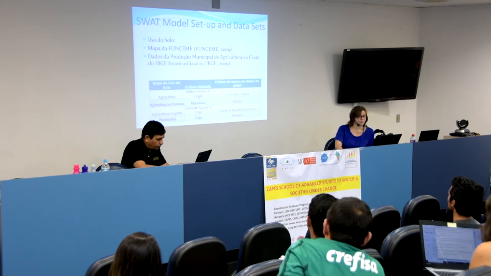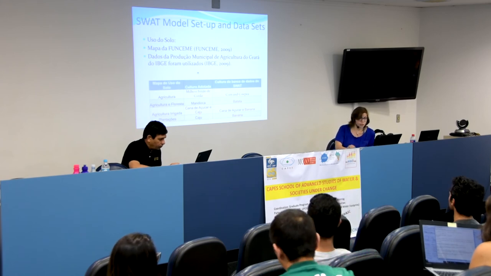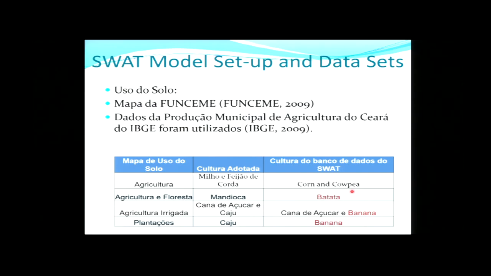At the time we didn't have a few of the crops in the SWAT database, so we tried something similar. For example, for cassava, for mandioca, we used potato. So, some limitations on that.